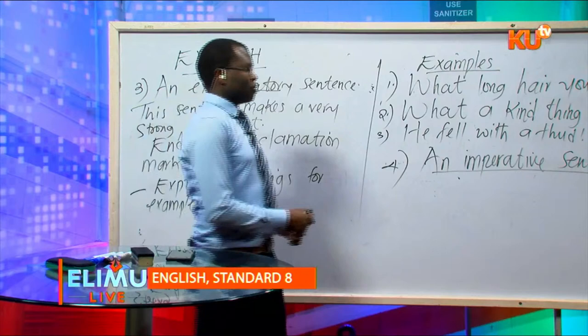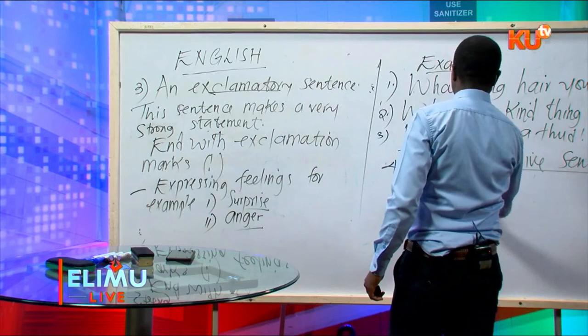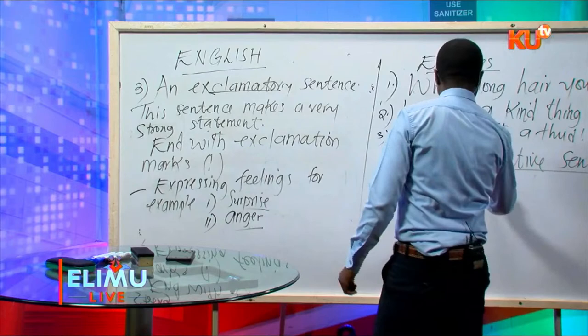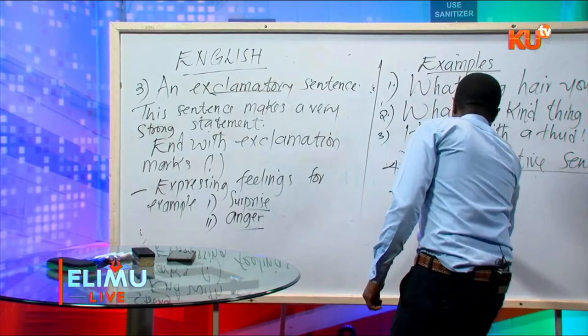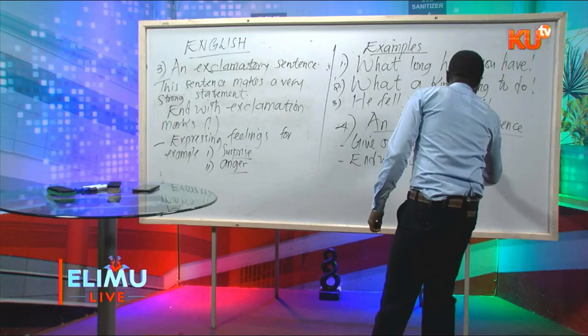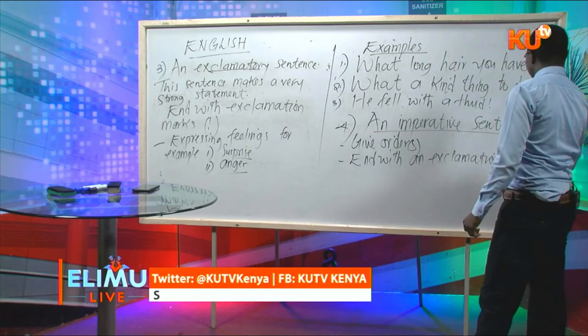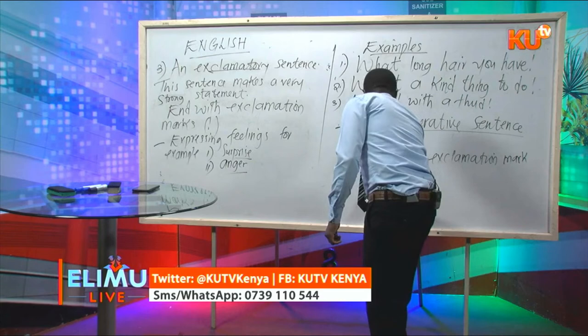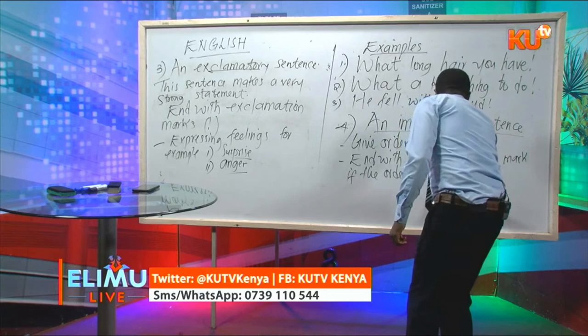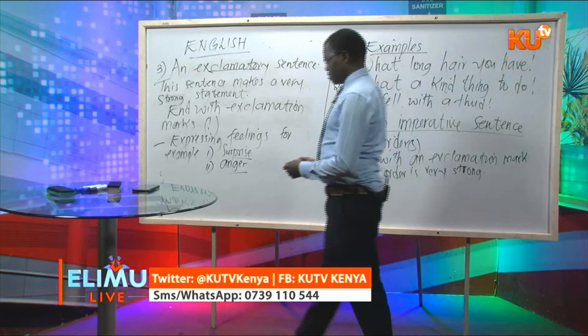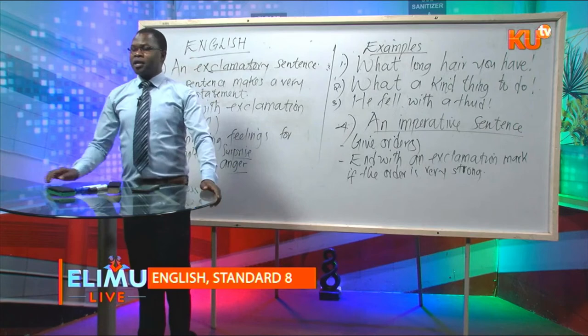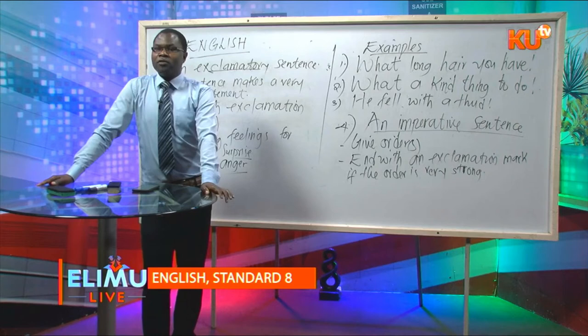So, imperative sentences give orders. Then they end with an exclamation mark if the order is very strong. They are used to give orders, and an exclamation mark is used if that order is very strong.